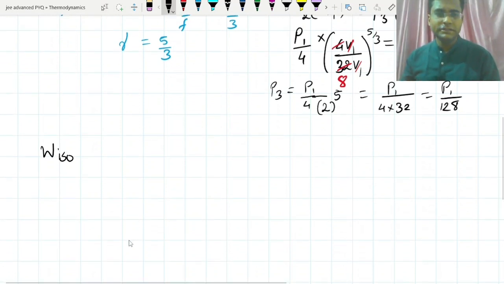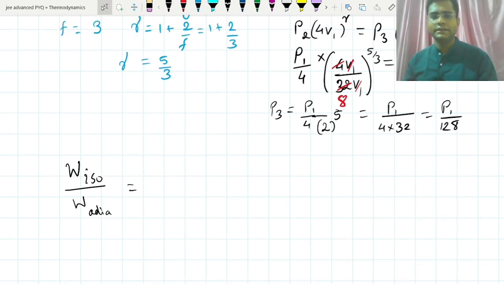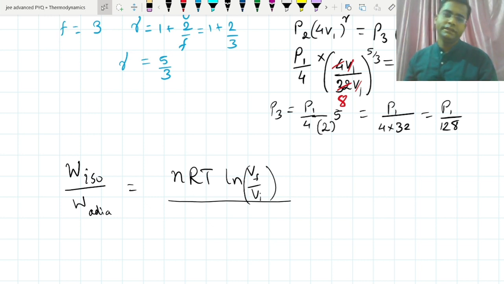Work done in isothermal divided by work done in adiabatic. So formula for work done in isothermal is nRT log of V final upon V initial. Let me write the formula first, and then we will put the value. And work done in adiabatic, there are two formula. We will use the pressure formula, PV formula.